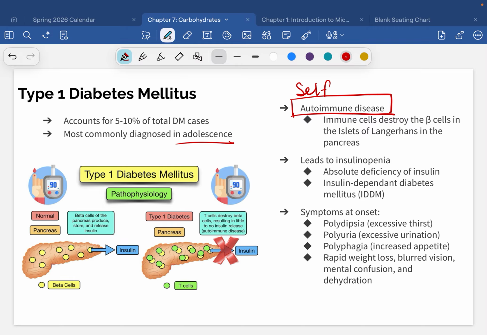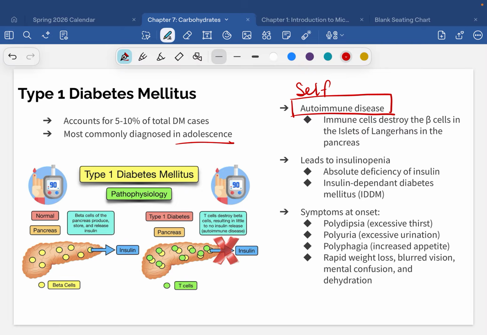So this is a normal pancreas where we have happy little beta cells that are producing insulin. In type 1 diabetes, T cells, which again are your immune system cells, white blood cells that are supposed to attack foreign invaders, bacteria and viruses and things like that, have a miscalculation somewhere and they destroy the beta cells, resulting in little to no insulin release. Most people who have type 1 diabetes at some point in their life release 0 insulin.